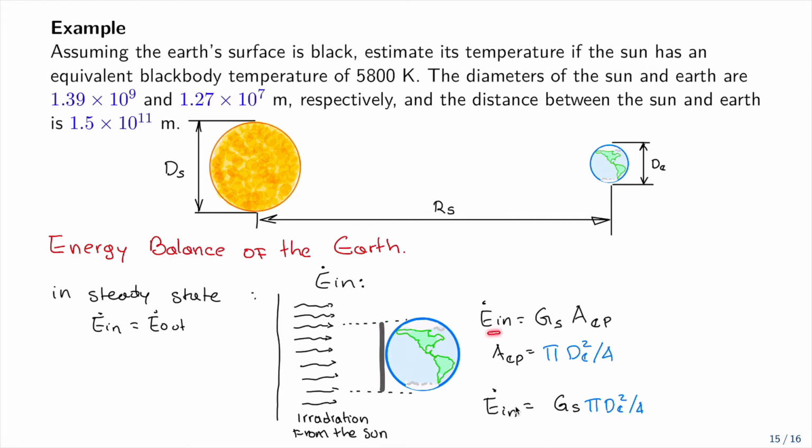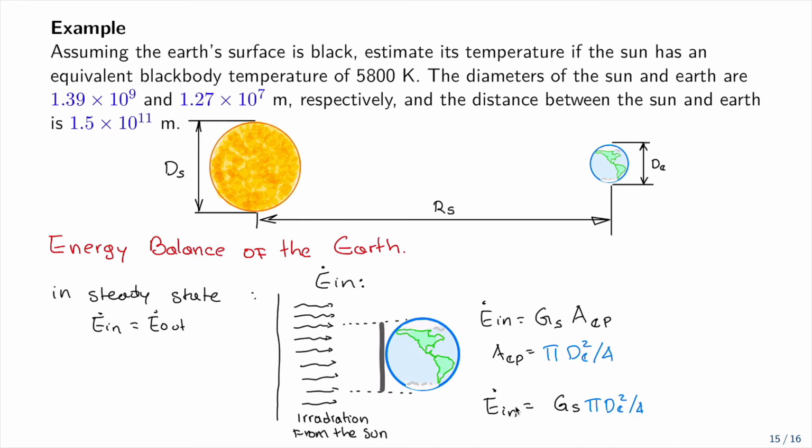So the energy in is given by the radiation of the Sun multiplied by the projected area of the Earth. That area is pi, the diameter of the Earth squared divided by 4, which is the area of a circle. So the energy in is Gs pi dE squared divided by 4.